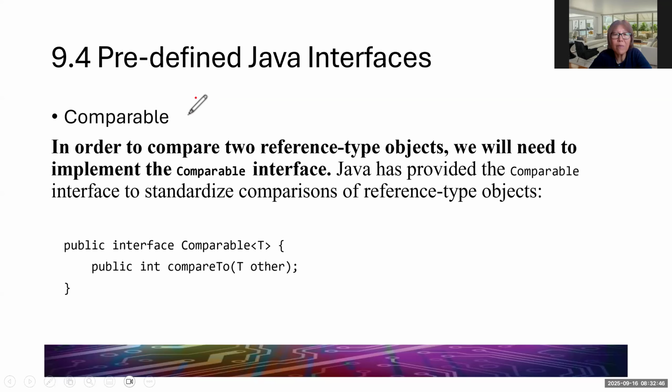And then the Comparable interface is another one. Because this equals compare is a shallow copy compare.